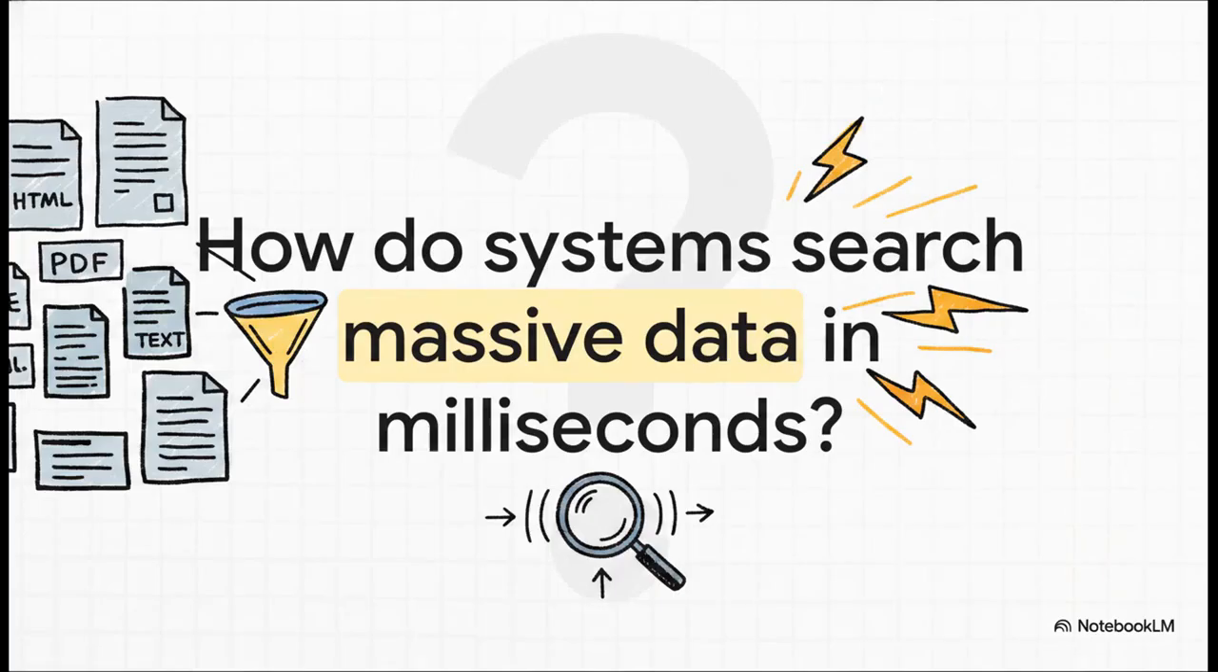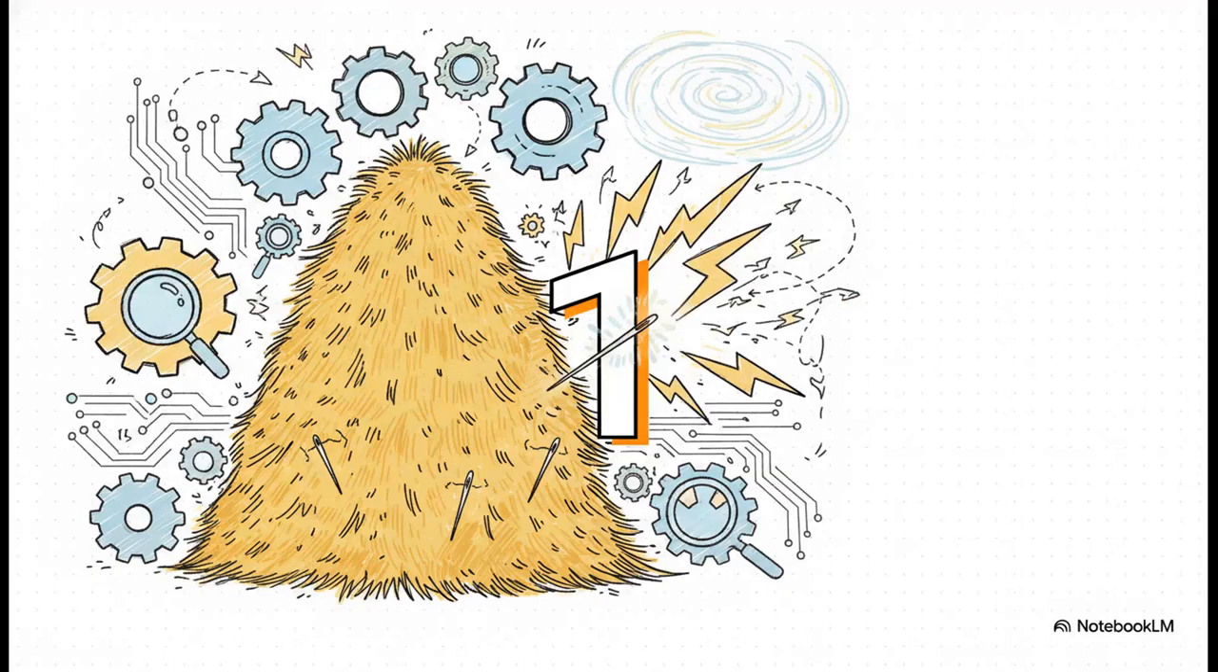Now, before we get into the actual architecture, just think about the sheer scale of this problem for a second. How do these systems sift through massive, unstructured document data? We're talking billions of PDFs, HTML pages, and plain text files, and somehow do it all in milliseconds. Seriously, milliseconds. It's a completely mind-boggling metric when you really stop to think about it. It's literally like finding a specific needle in a global haystack before you can even blink.